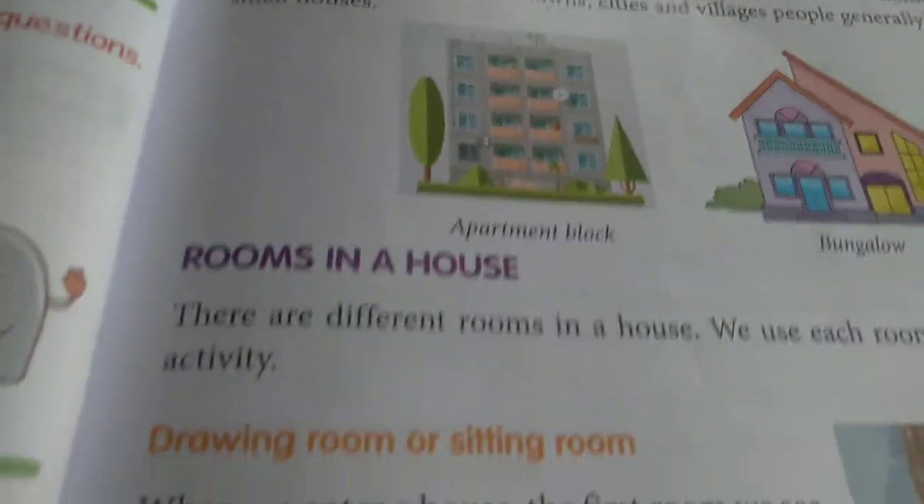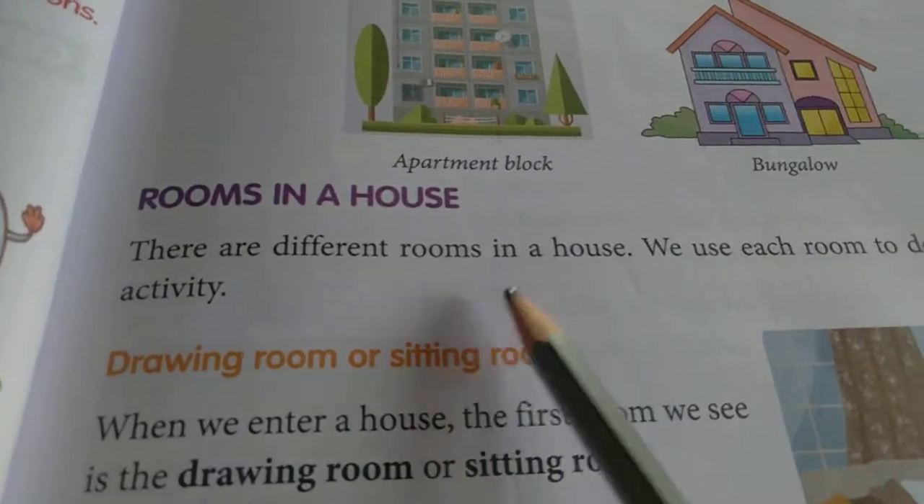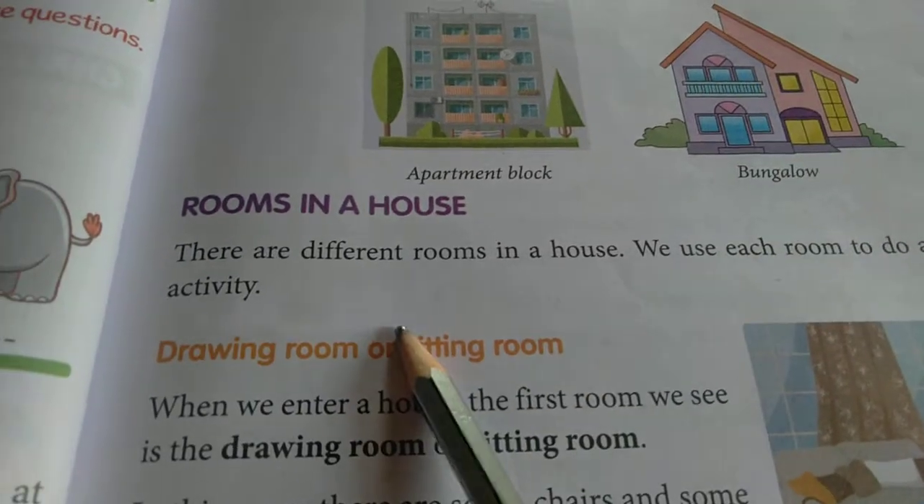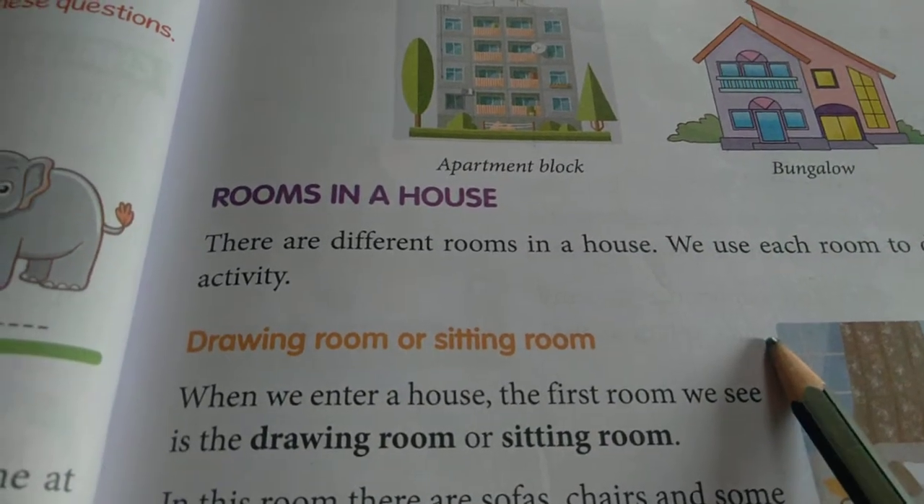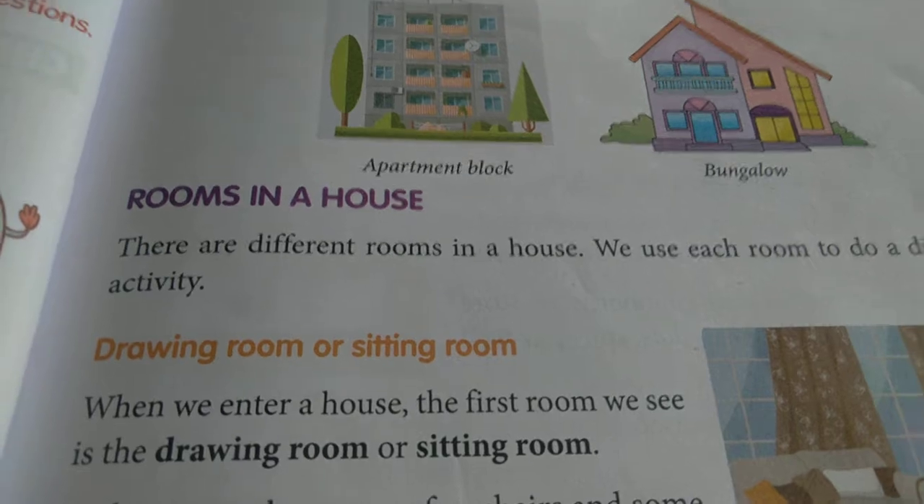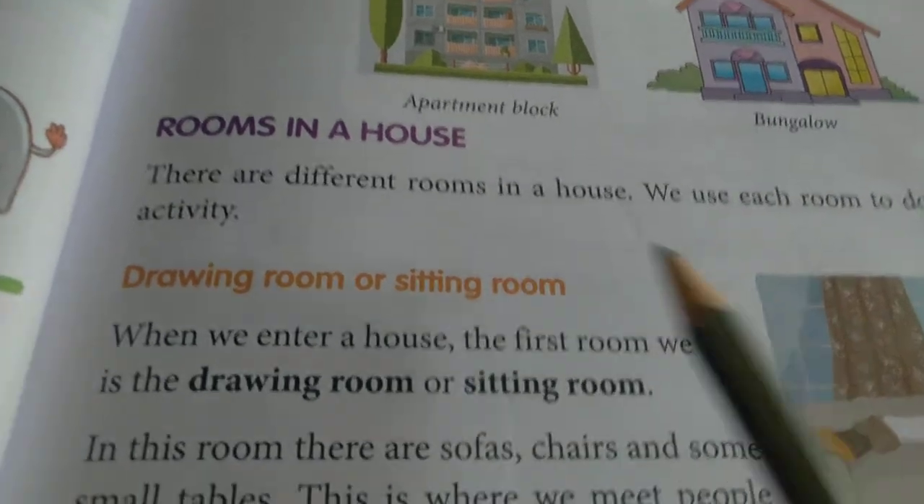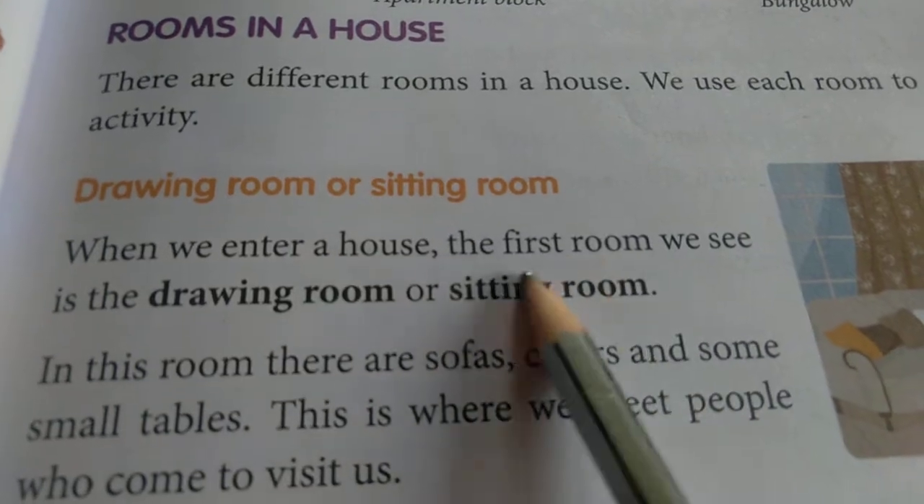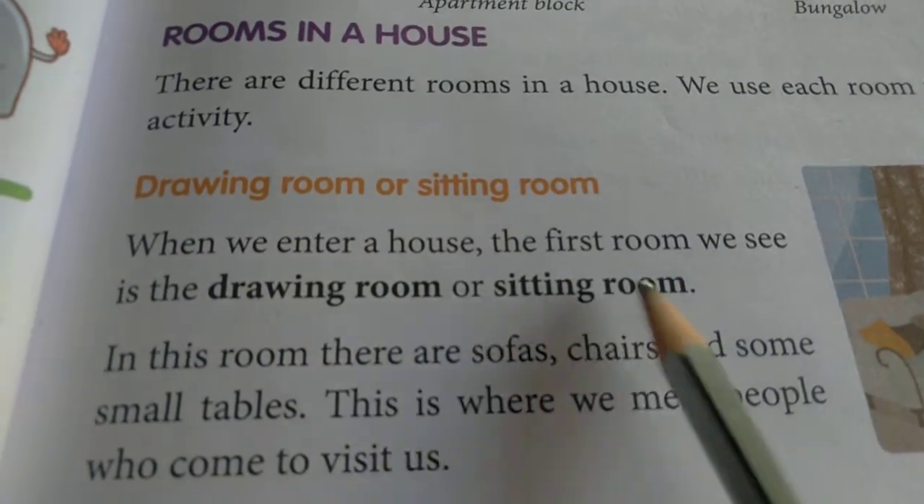Then, rooms in a house. There are different rooms in a house. We use each room to do different activities, isn't it? Each room is used for different activities, like the drawing room or sitting room. When we enter a house, the first room we see is the drawing room or the sitting room, right?